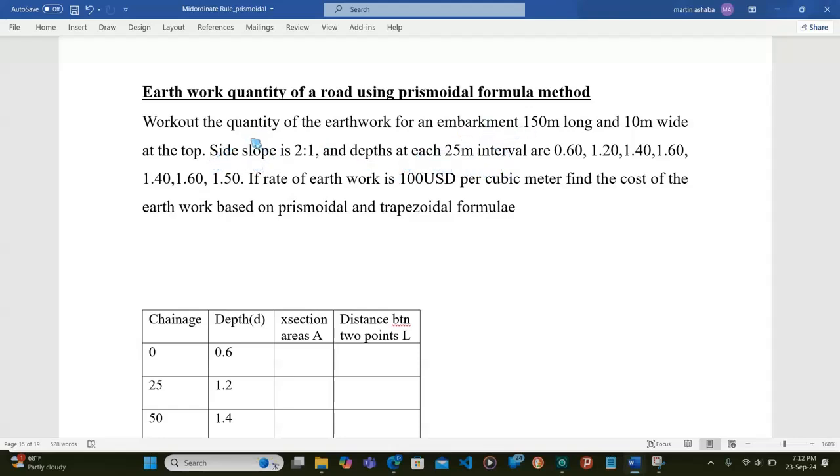The question says, work out the quantity of the earthwork for an embankment 150 meters long and 10 meters wide at the top. Side slope is 2 to 1, and the depths at each 25 meter interval are 0.60, 1.2, 1.4, 1.6, 1.4, 1.6, 1.5, and that's all. Now, if the rate of earthwork is 100 US dollars per cubic meter, find the cost of the earthwork based on Prismoidal and Trapezoidal formulae.